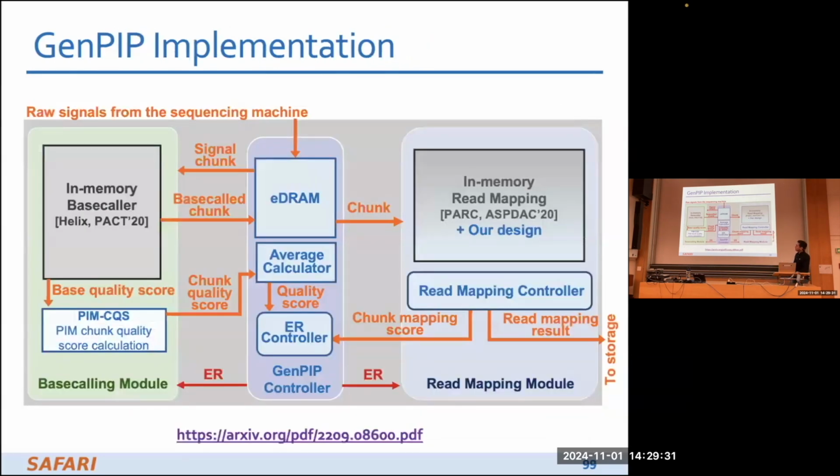So this is how GenPIP looks on hardware. We use the prior PIM accelerators for base calling and read mapping. This particular work is an in-memory base caller, and this is an in-memory read mapper. But what we also integrate is a mechanism that enables these two accelerators to communicate with each other and also to stop the process whenever needed. So there is data flow control and decision making going on in between.